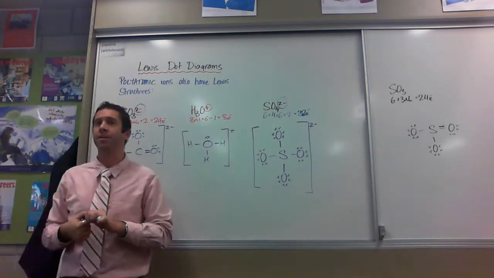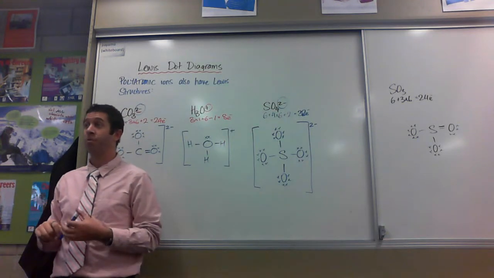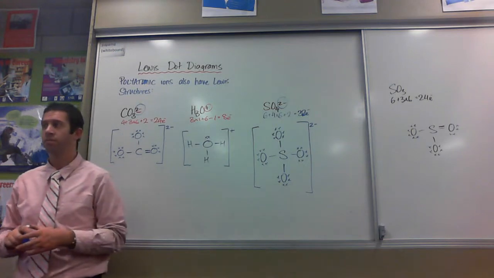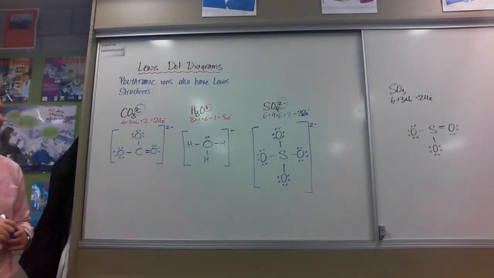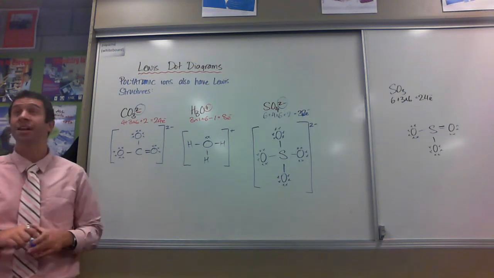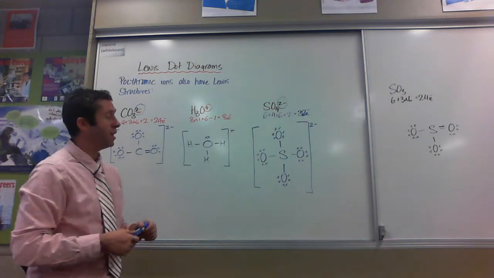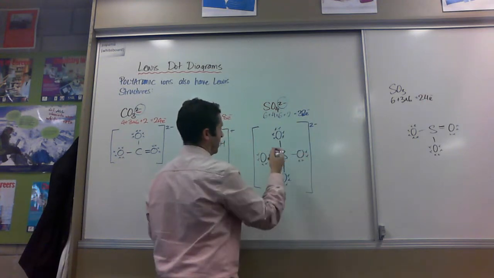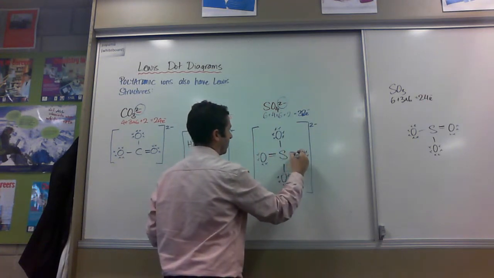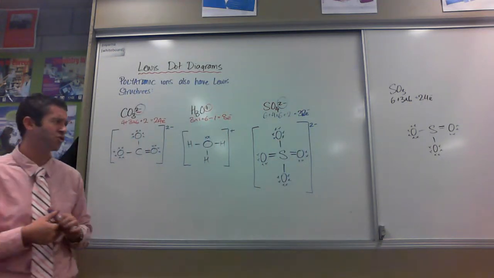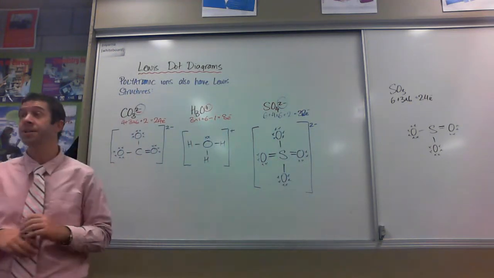There's a problem with that. We actually know that it's got 2 double bonds and 2 single bonds in it when we look at it through X-ray diffraction. So we know it's wrong, which is frustrating. So in reality, it's this. 2 double bonds, 2 single bonds, which is a bit strange, but that's what it is.